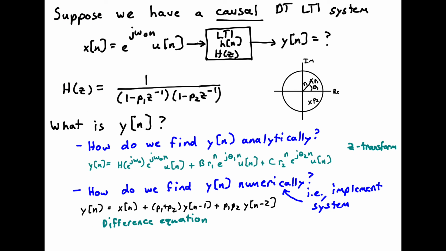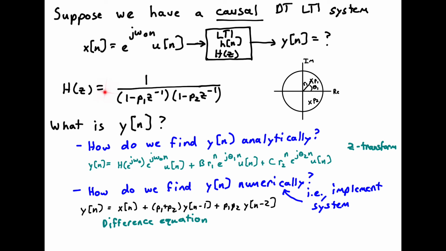So let's summarize a bit about what we've learned about this example. We started with a causal discrete time LTI system, which had a complex exponential input suddenly applied at time n equals 0, and we solved for the output. And we did that solution two different ways. One, the analytical solution, which resulted in this form, and a numerical solution that resulted in a difference equation that we could iterate and solve iteratively for the output y of n.